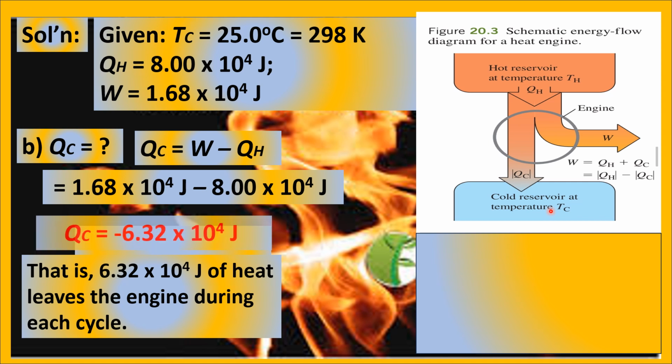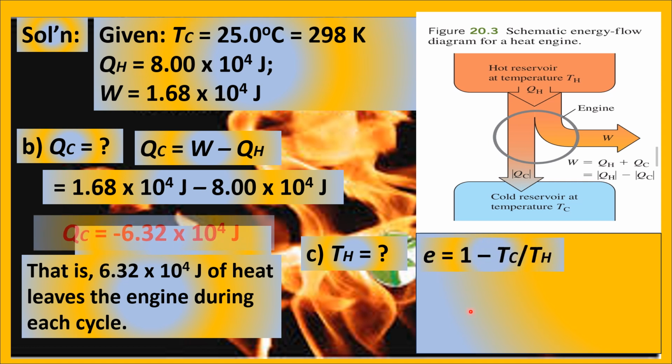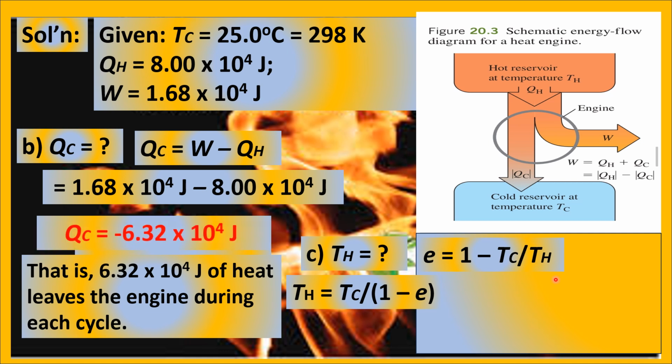And finally, for question letter C, we are asked to find the temperature of the hot reservoir, denoted by capital T sub H. From the Carnot efficiency formula, the efficiency of a Carnot engine is expressed as 1 minus T sub C over T sub H. And since we are looking for T sub H, we just derive the formula, isolate T sub H, and we will be able to get the working formula for T sub H, which is equal to T sub C divided by 1 minus the efficiency.